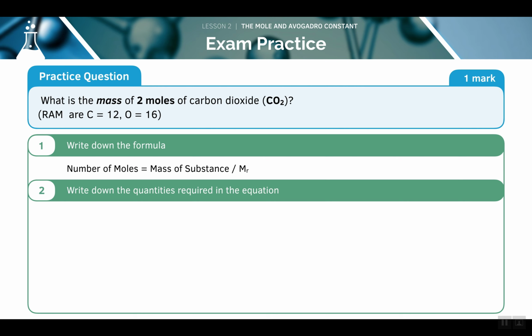Now we will write out the quantities required in the equation. So in this equation, we're not sure what the mass is, so we'll put a question mark. We know that the number of moles is going to be 2, since this is given here. And we know that the Mr we can calculate, which is going to be 12 plus 16 times 2, which would give us an answer of 44.